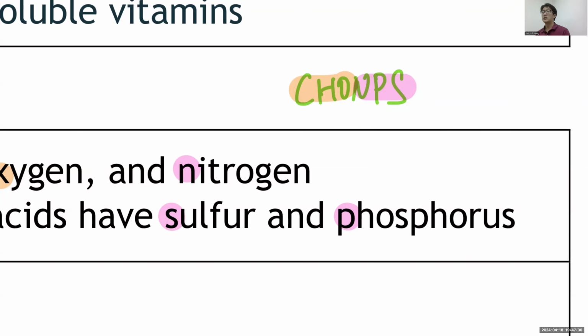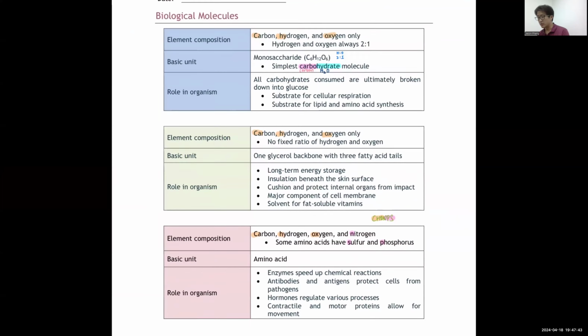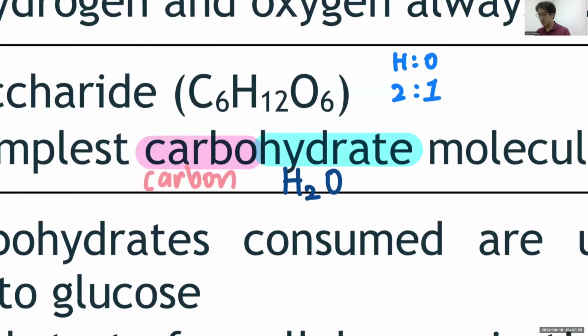Okay? So with that in mind, I've helped you identify very quickly one way to distinguish between our three biological molecules. Look for the NPS first. Have NPS, that's it. Your job is done. You found protein. Don't have NPS, then you look for the water. Have water, carbohydrate. No water, fats. Done. Okay?